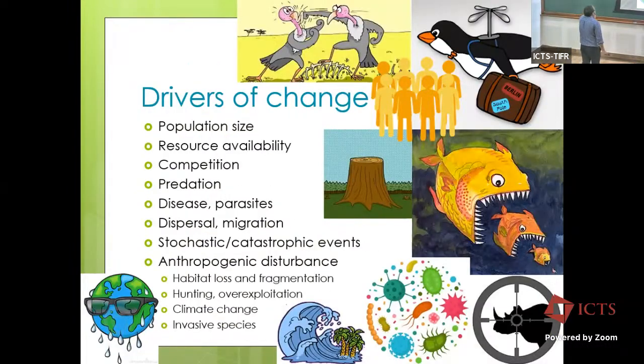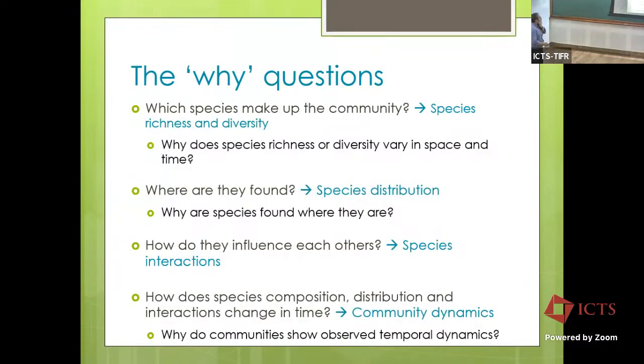Okay, so by now describing or talking about these drivers of change, we effectively go from what are we trying to study to the why questions. So we said which species make up the community, that is species richness and diversity. We can then ask a why question. Why does species richness or diversity vary in space and time? Why does it change if you look at a particular environment? Why is it variable in space? Why is it changing in time?